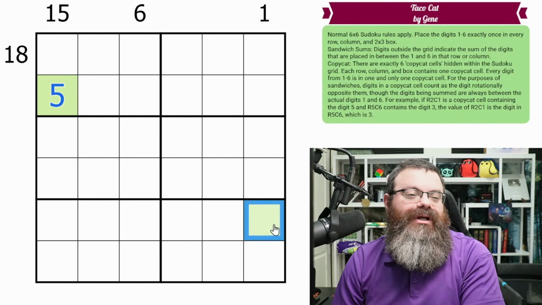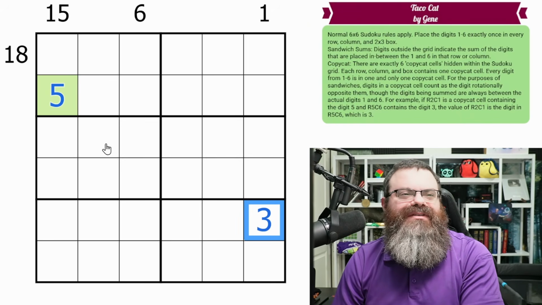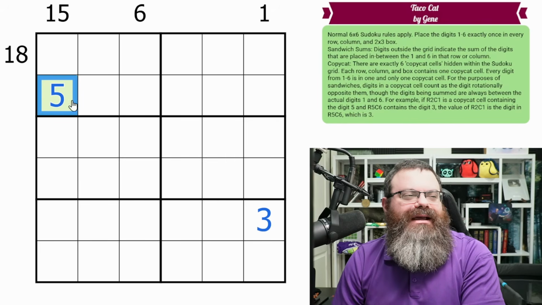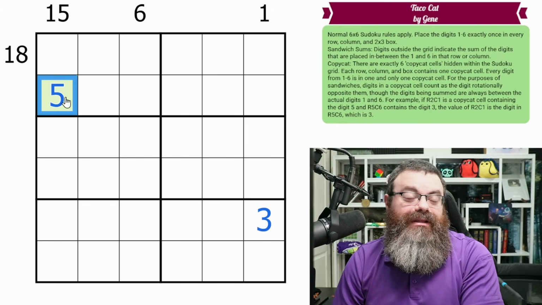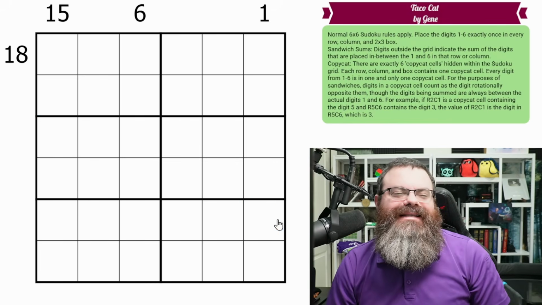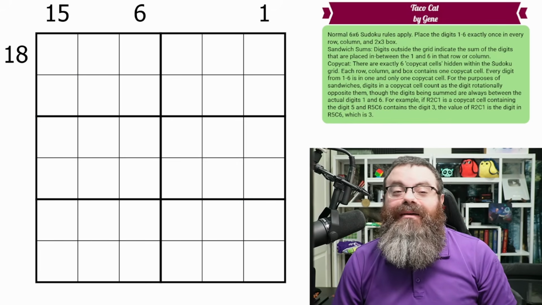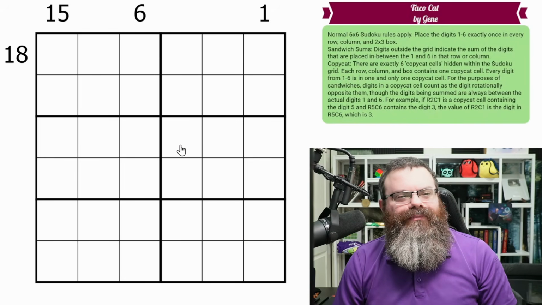This would be row 2, column 1 if we're upside down. Now this cell might have a 3 in it. And so for the purpose of sandwich clues, this copycat cell would have the value of 3, not 5. All right. And that's it. Those are the rules. There's a link in the description if you'd like to try the puzzle yourself. And I'm going to get started right now.